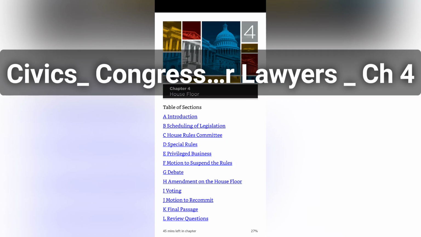Section L. Review questions. What is a private bill and how is it considered on the floor? Why might the minority offer a motion to recommit even if they know it will not be successful? How does a modified open rule differ from a modified closed rule? In the House, what is meant by privileged matters?